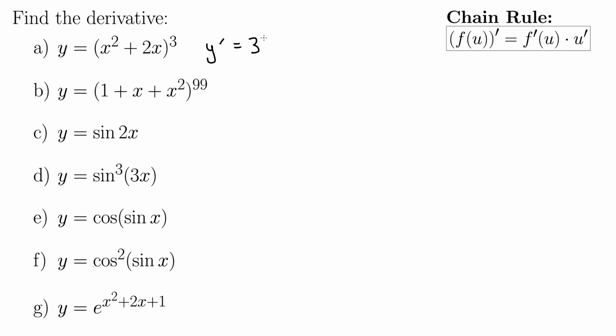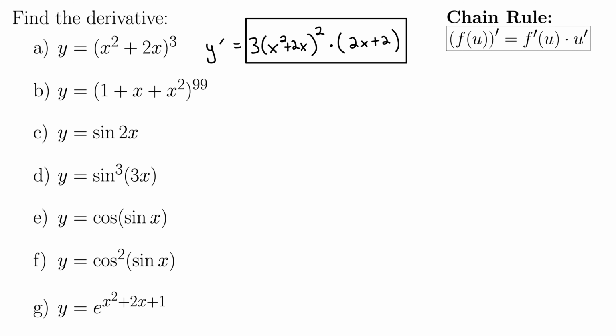So we're using the power rule here. 3 times something squared. That's the power rule. What's that stuff inside? We just rewrite it. X squared plus 2x. Okay, so we've taken care of the outside part. Now we do times the derivative of the inside. Well, the derivative of x squared plus 2x is 2x plus 2. That's essentially the power rule there. And voila, there's our derivative.